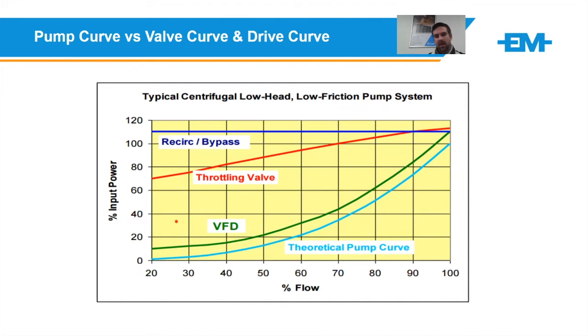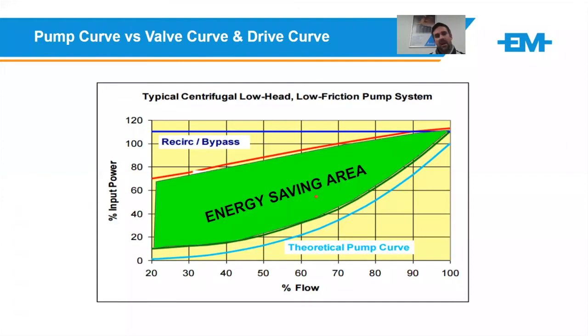But if you look at the drive's theoretical curve versus the pump, you'll note that they follow each other very, very closely. So the slower you run the drive, the less power you draw. This is in accordance with the affinity law. The area that I've highlighted is where you save power. In my opinion, this is where you save the most power.